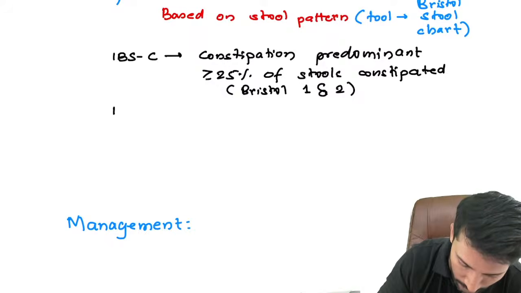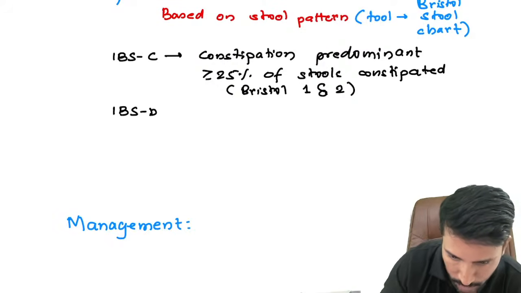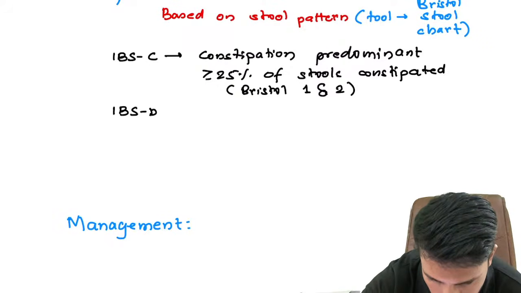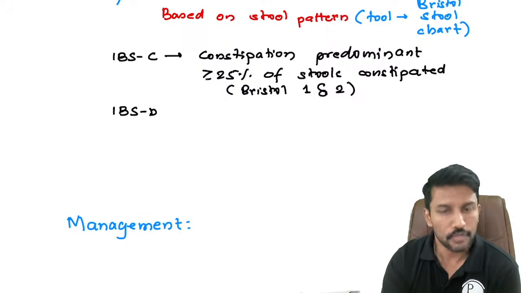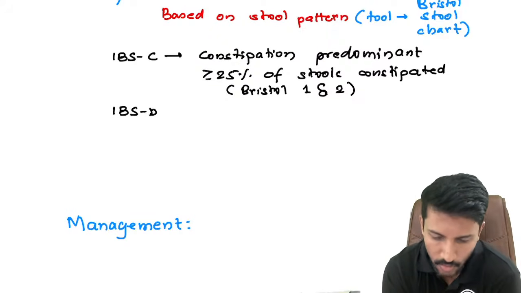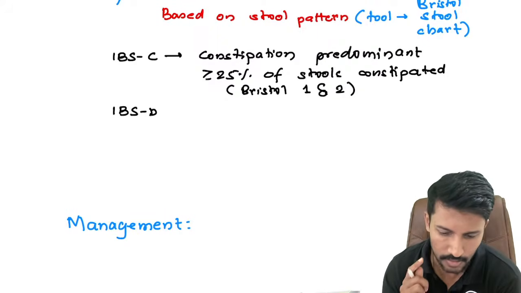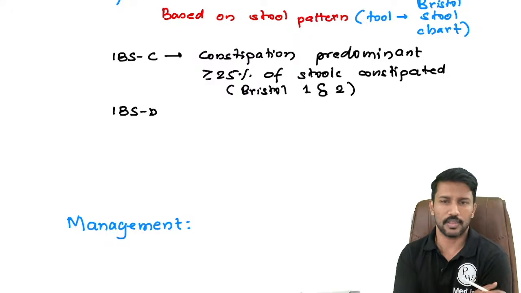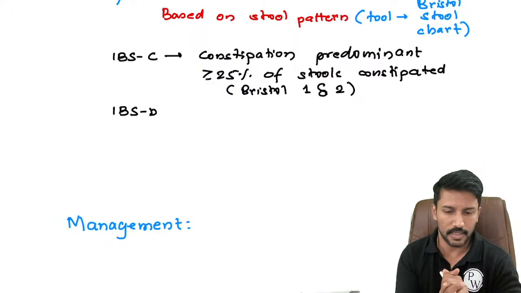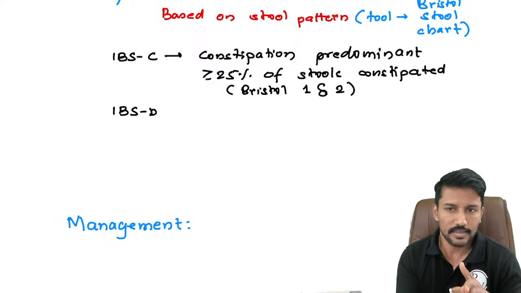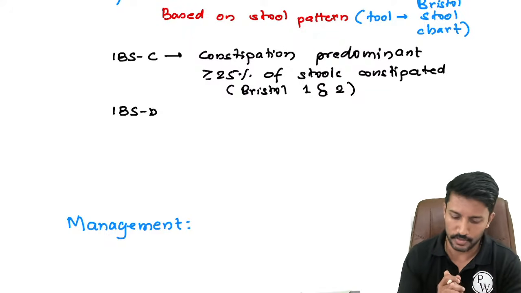And then we will have IBS diarrhea predominant. Shivu, no, celiac disease cannot be differentiated from irritable bowel syndrome just on the history. It has to be investigated. If you are suspecting celiac disease, investigation should be considered before you come to the diagnosis of irritable bowel syndrome.